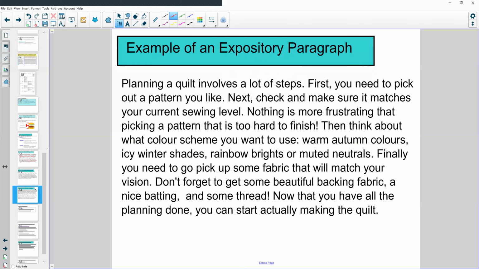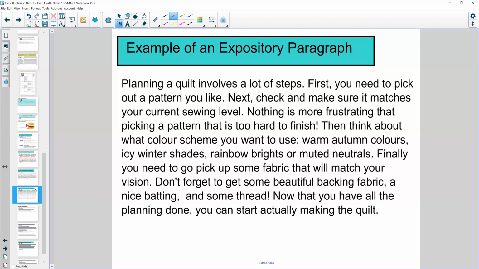Okay, example of an expository paragraph. Planning a quilt involves a lot of steps. First, you need to pick out a pattern you like. Next, check and make sure it matches your current sewing level. Nothing is more frustrating than picking a pattern that is too hard to finish. Then, think about what color scheme you want to use.